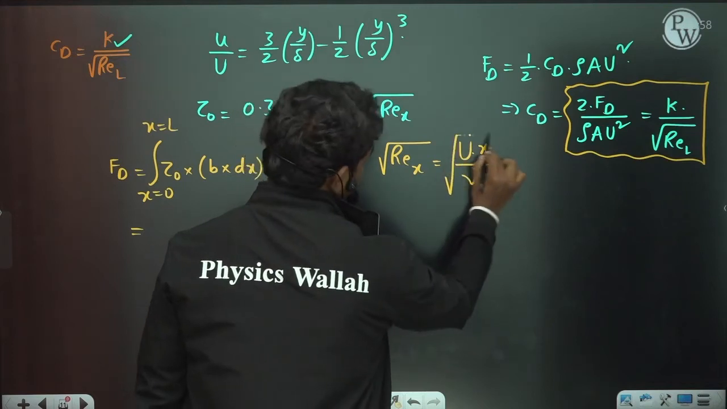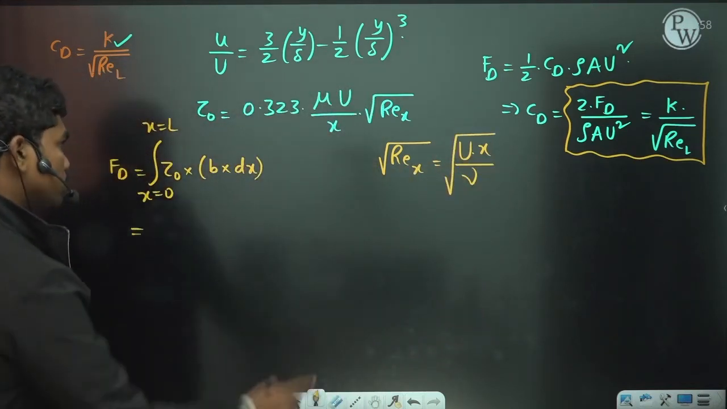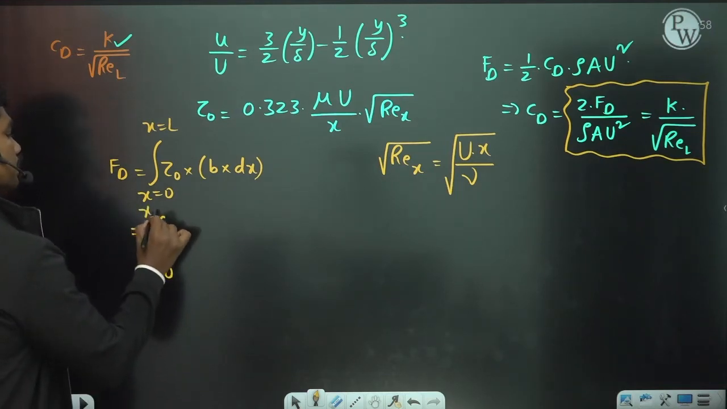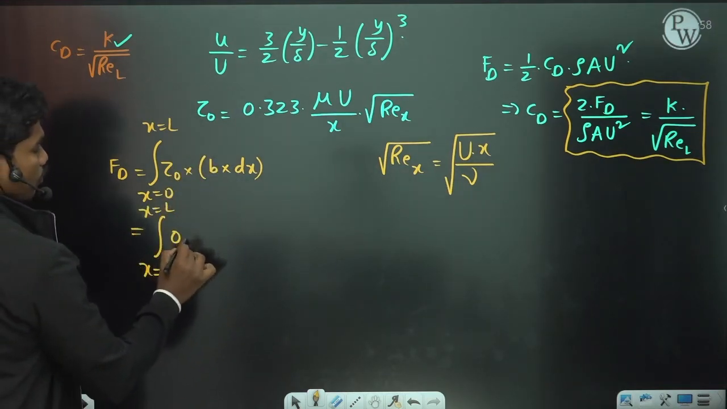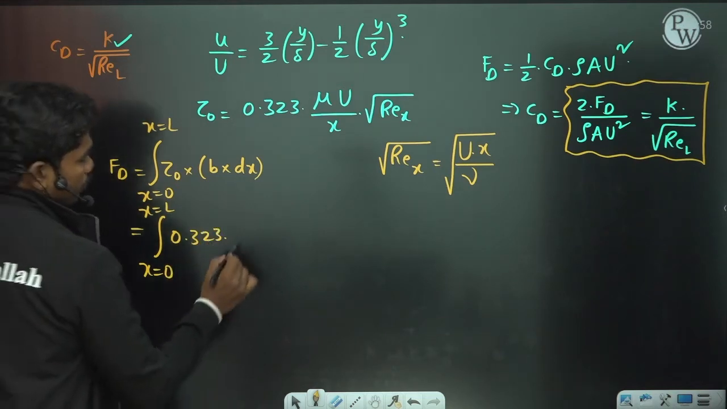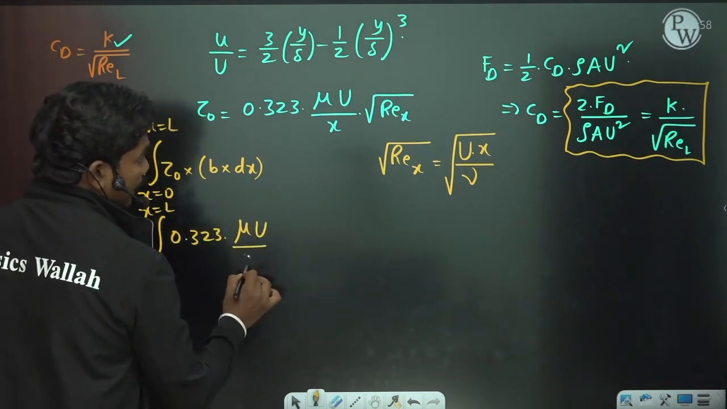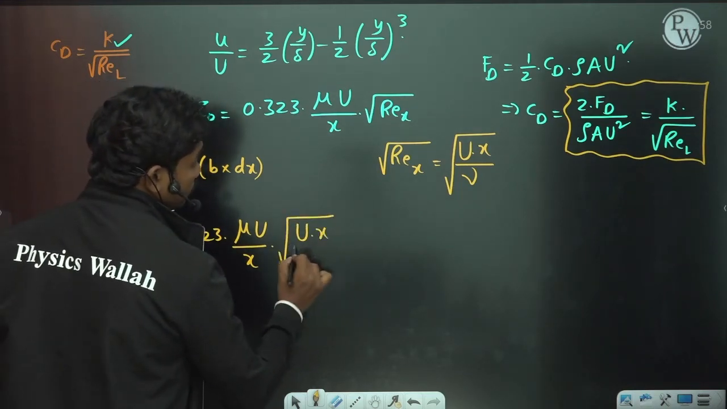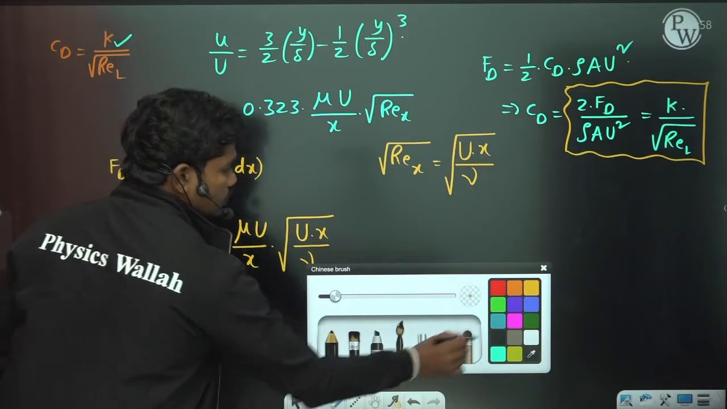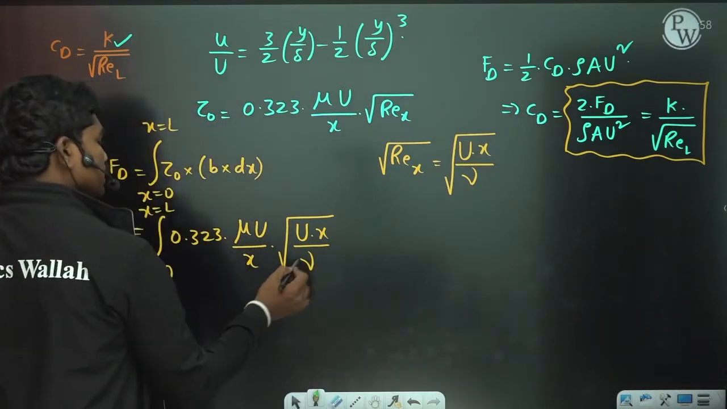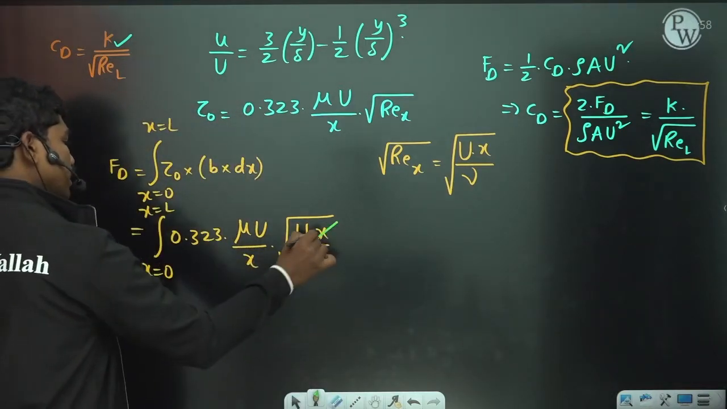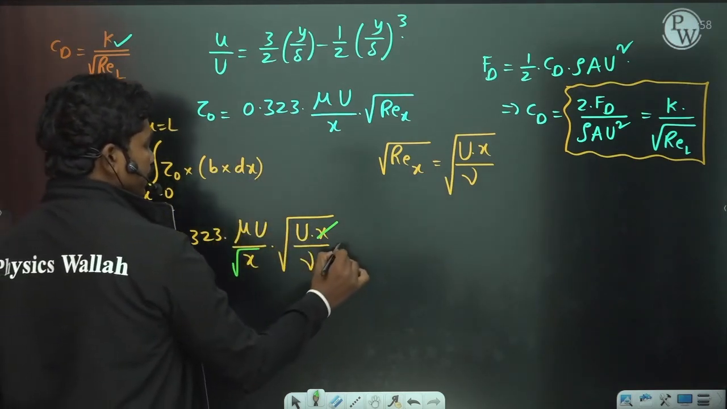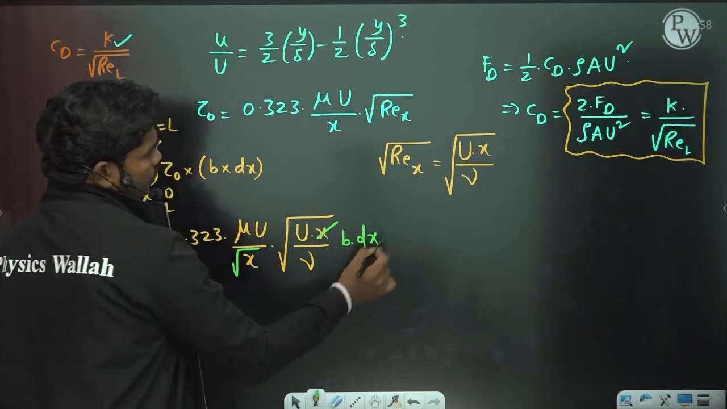Okay, so square root of this complete value. If you take square root of that complete value, let us substitute here. Integral x equals 0 to x equals L, tau naught. Tau naught is 0.323 mu capital U by x into this guy, square root of U x by this kinematic viscosity. If you simplify these expressions, this x can cancel this square root of x, and of course dx is also there, into b into dx is the total value here.